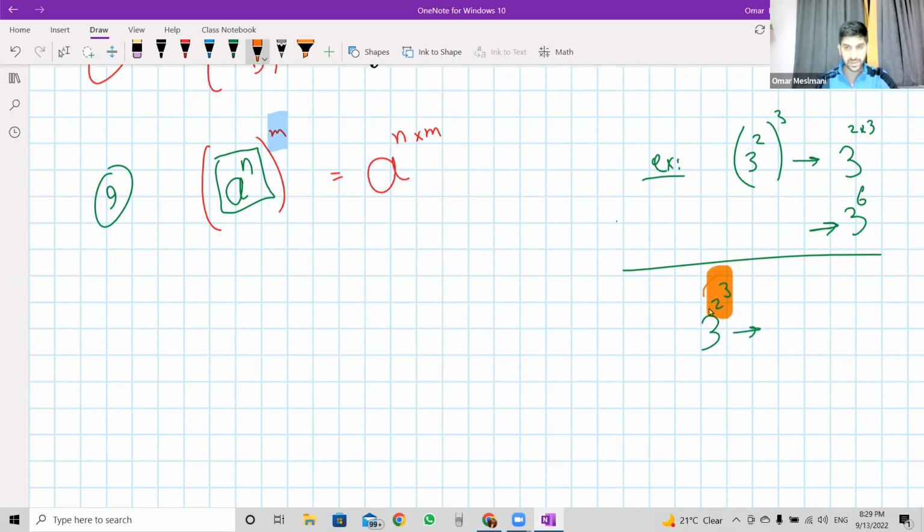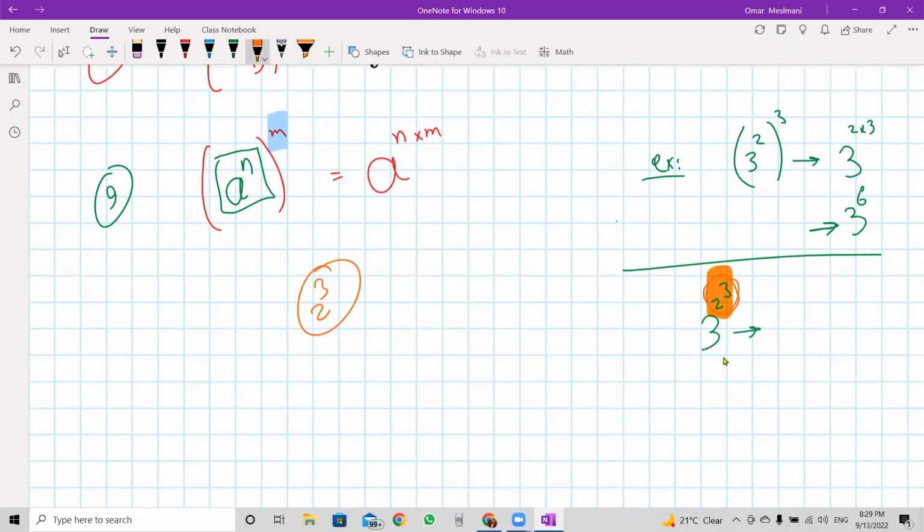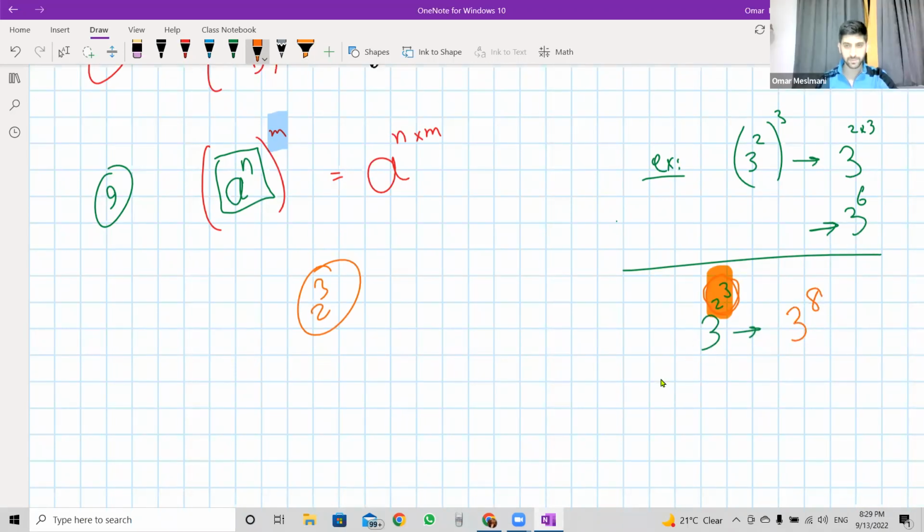So let's try to find the answer of this one. 2 power 3. What is the answer of 2 power 3? 8. So 3 power 8. Wait, what? So I don't get it. What is 2 times 2 times 2? It's 2 to the power of 3, which is 8.